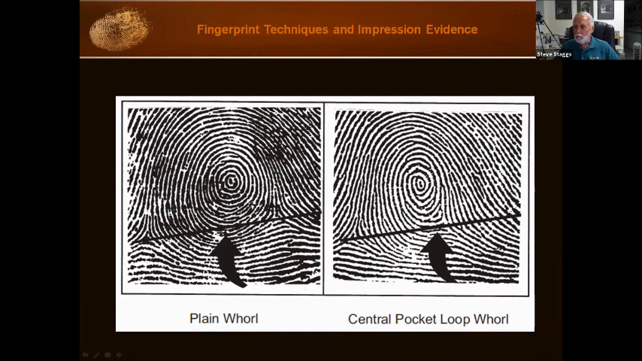Now, one way you can really find this is on the central pocket whorl, that delta is usually closer to the core. Almost always it's going to be closer to the core. When you have the plain whorls, they're a little bit more spaced out.